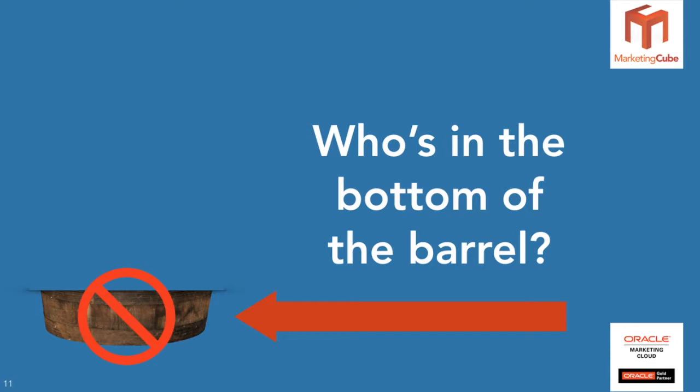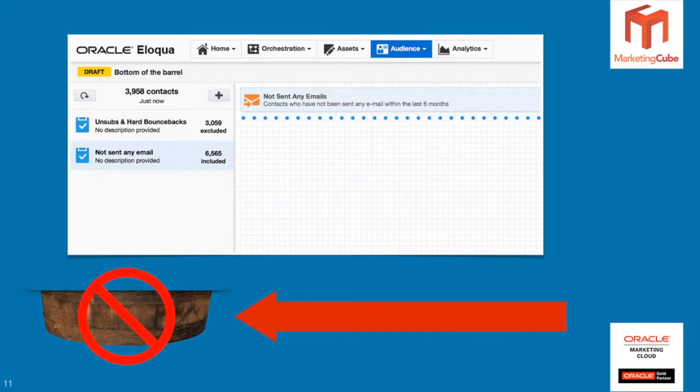Now, how do you identify who those people are? One of the easiest ways to do it is probably to use the segmentation tool within Eloqua. So within segments, one of the really easy ways you could do it is to use this filter criteria, which is "not sent any emails." And you're able to define a certain period there also. So in this case, we've said contacts who have not been sent any email within the last 6 months.